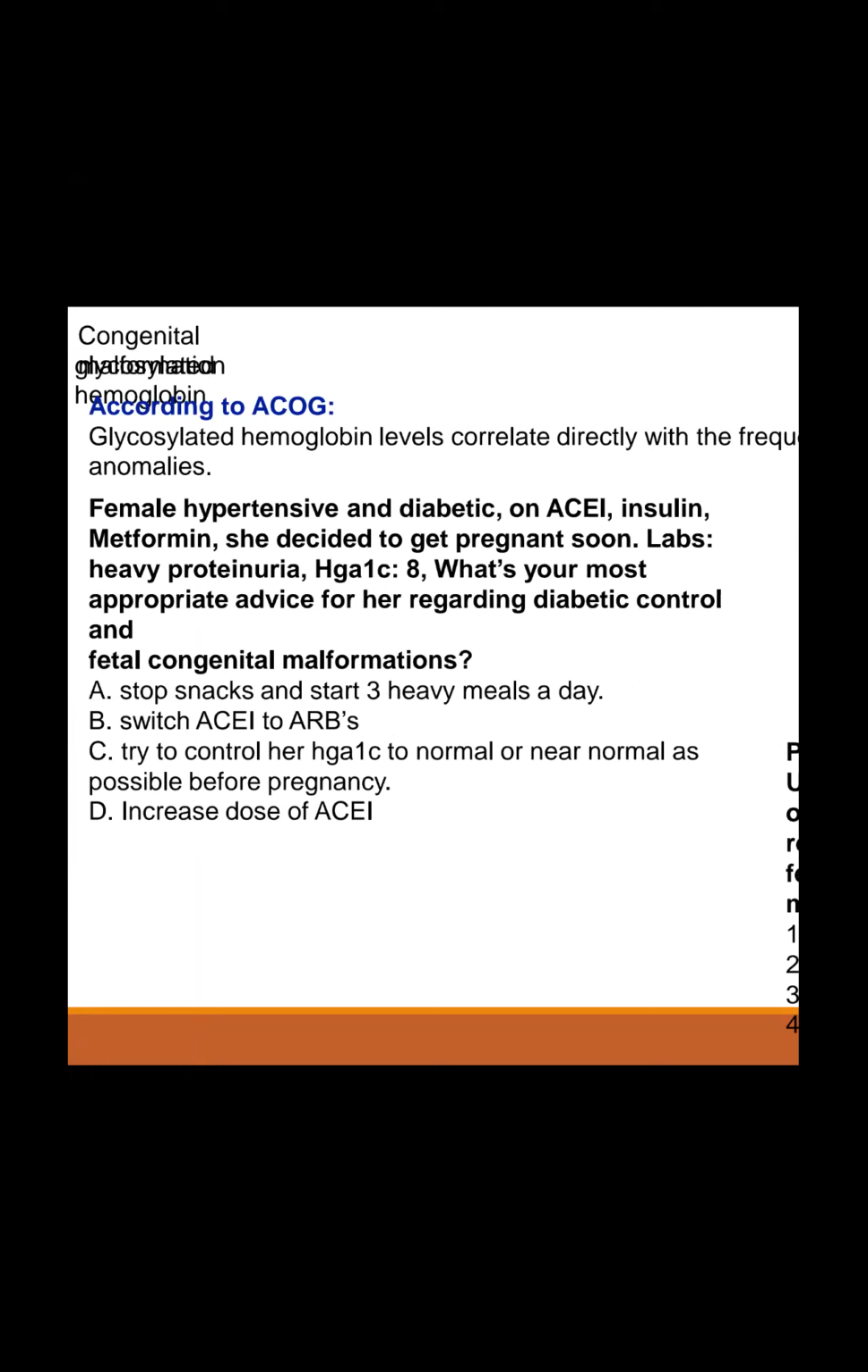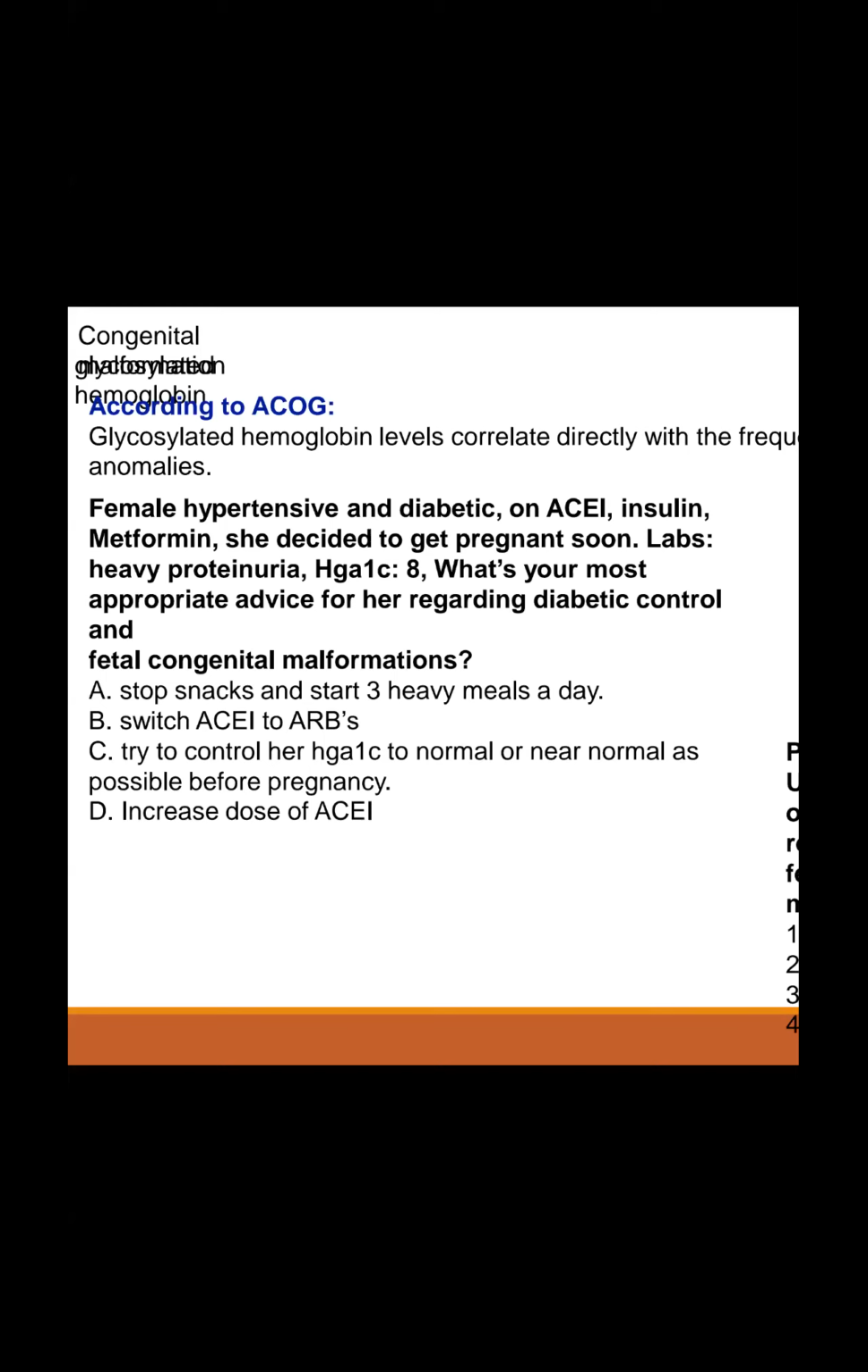Stop snacks and start 3 heavy meals a day. Switch ACE inhibitors to ARBs. Try to control her HbA1c to normal or near normal as possible before pregnancy. Increase the dose of ACE inhibitors. Ma'am, it's option C. Try to control her HbA1c to normal or near normal as possible before pregnancy.